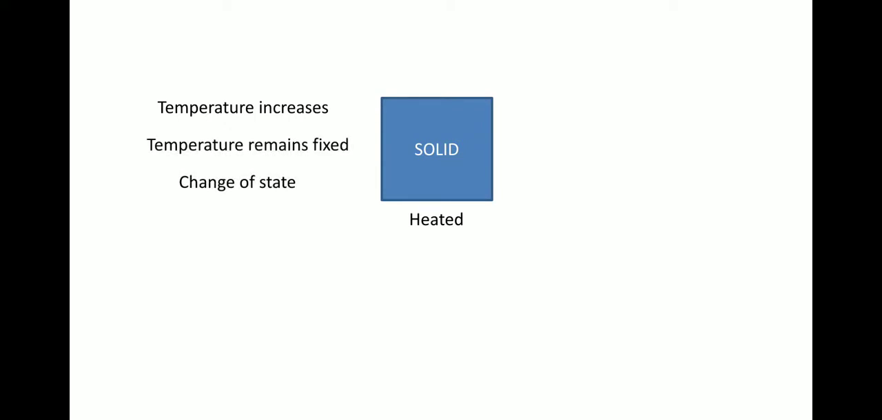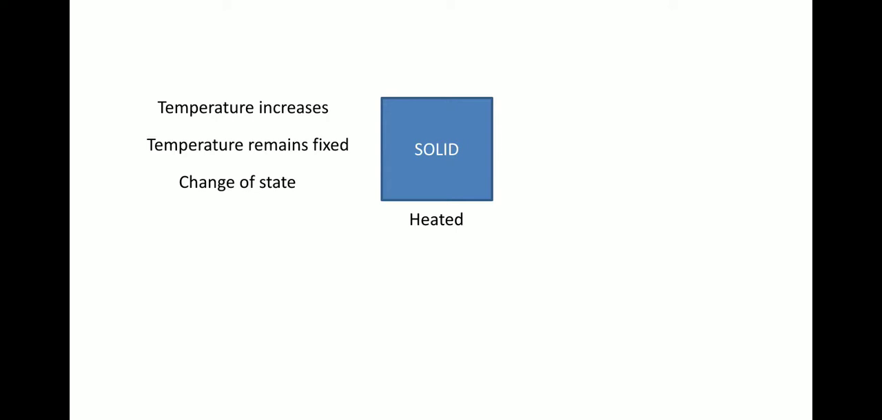Let's say that there is a solid of unit mass. That means it is 1 kg or 1 gram. So if the solid has a mass of 1 kg and it is heated, then the temperature will increase, as we have learned earlier. Then at a certain temperature, the temperature won't change, it remains fixed, and then the change of state takes place.